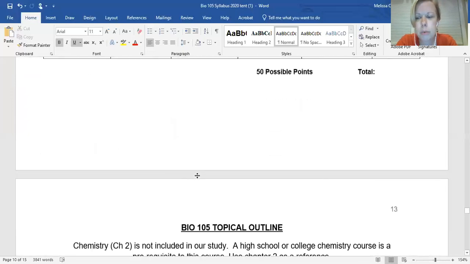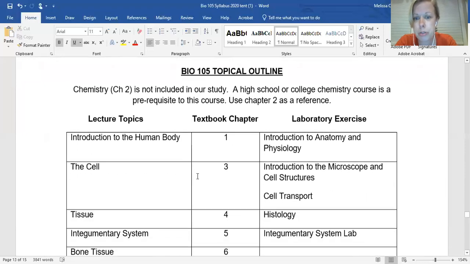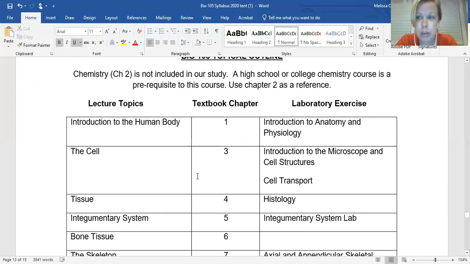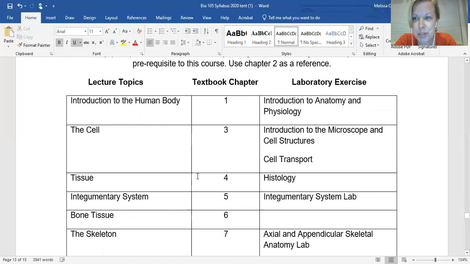So the last thing that I want to show you is really our outline of topics. These are all the chapters that we go over. Notice we do not cover chapter 2. I've had students tell me before, "I read chapters 1, 2, and 3 already." Chapter 2 we don't cover. It's chemistry, so we don't cover that in anatomy and physiology at this college. Some other colleges do. We do not. So you don't want to waste any time in chapter 2.